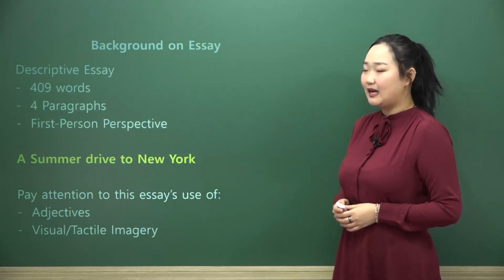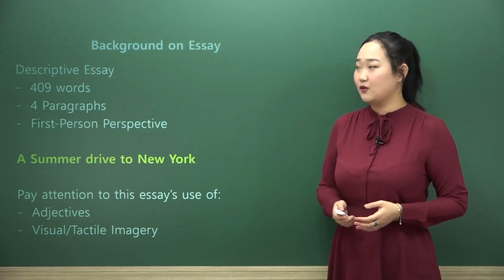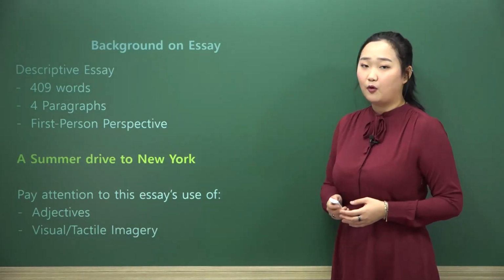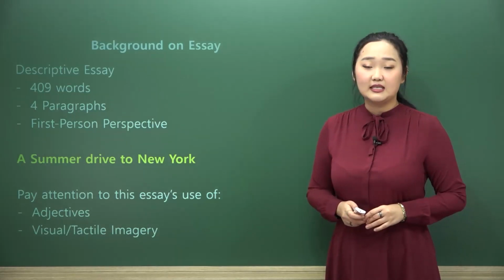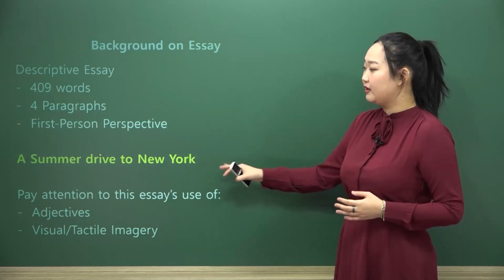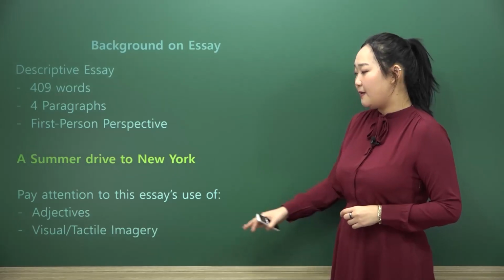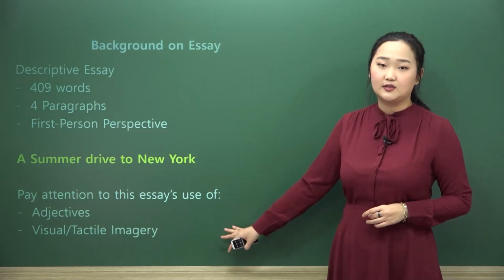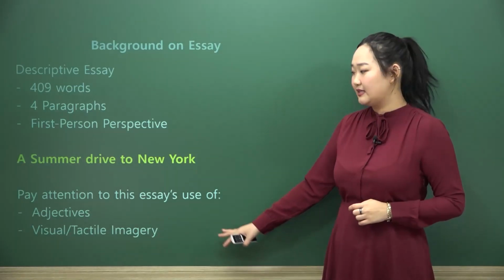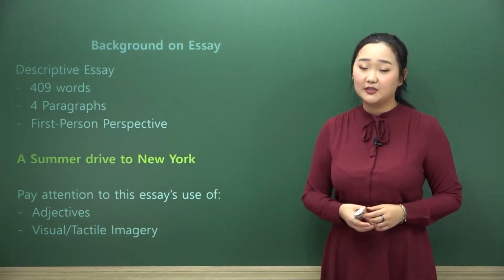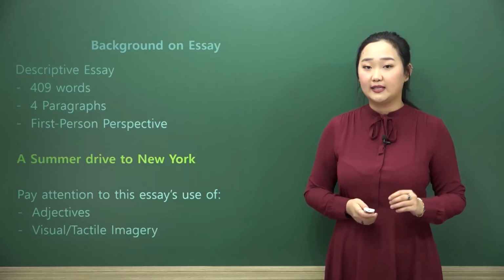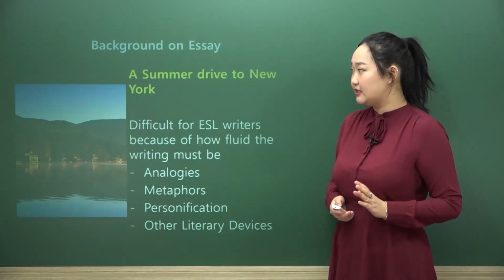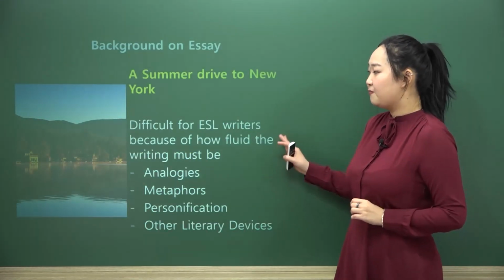Now with that being said, our descriptive essay for today is only 409 words, 4 paragraphs long, and written in the first person perspective. This is a recollection of a memory, a summer drive to New York, and pay close attention to this essay's use of adjectives as well as their visual and tactile imagery. Now this is going to be something that we are really going to be focusing on for a descriptive essay, so let's talk a bit more about the topic itself.